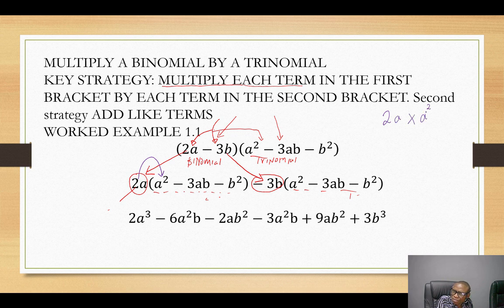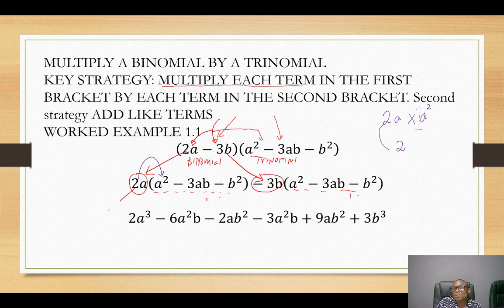Okay, I'm going to multiply numbers together. So it is 2 times, there is an invisible 1 here, which we normally don't write. So I'm going to say 2 times 1, which is 2. Now what is a times a squared? A times a squared is going to be a cube.